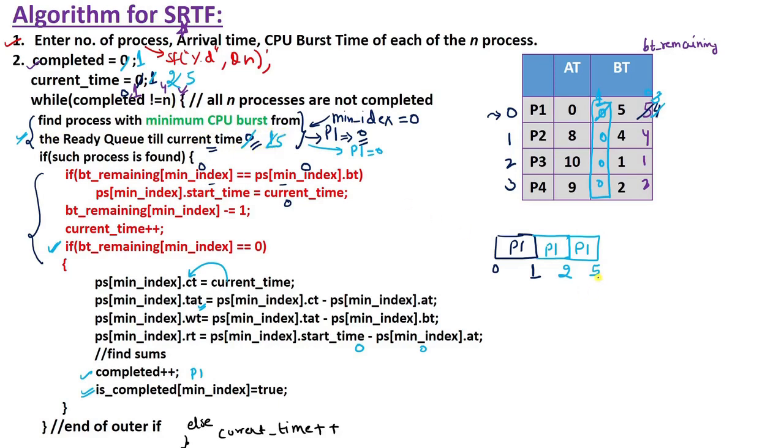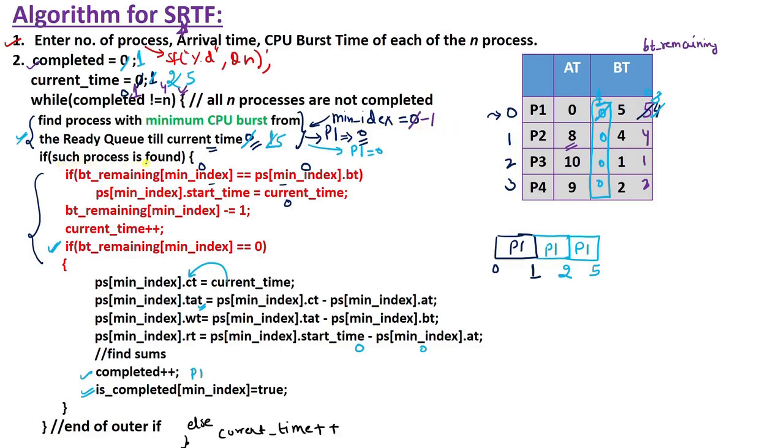So at 5, is there any process that has arrived? Actually there is no process that has arrived, right? You can see at 8 only a new process will arrive. So what will happen? It will say no, there is no process. Min index will be given to us as -1 whenever there is no process inside the ready queue, or the ready queue is empty. At that point, min index will be -1. We will see that later in the code.